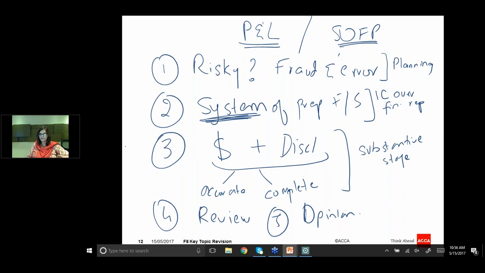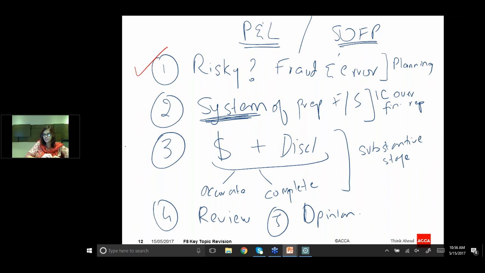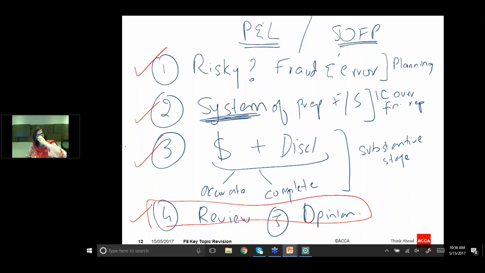So please remember, if I now talk about FH, there will always be a question in your exam from this stage. So if you understand them conceptually, you would be able to attempt those questions in a much better manner. And either in section A or section B, there will always be a question from this stage as well. Maybe a combined question, maybe independent, but these four questions or these four topics will definitely be tested in your audit exam. There is no way out of this, okay?